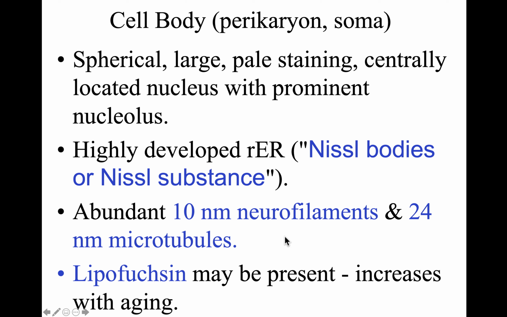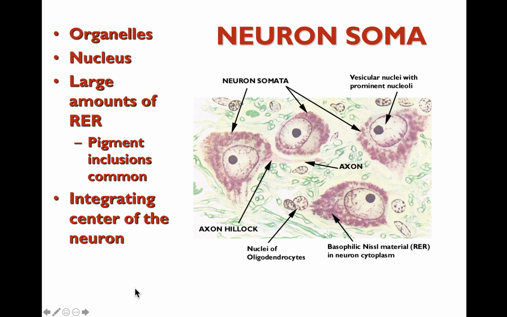Also we have neurofilaments and microtubules. Usually these neurofilaments and microtubules are concerned with the cytoskeleton of the cells, also with transport inside the cells, and usually the microtubules are larger in size than neurofilaments. Also with aging, there will be a collection of undigested material inside the neuronal cell body, which we call lipofuscin.